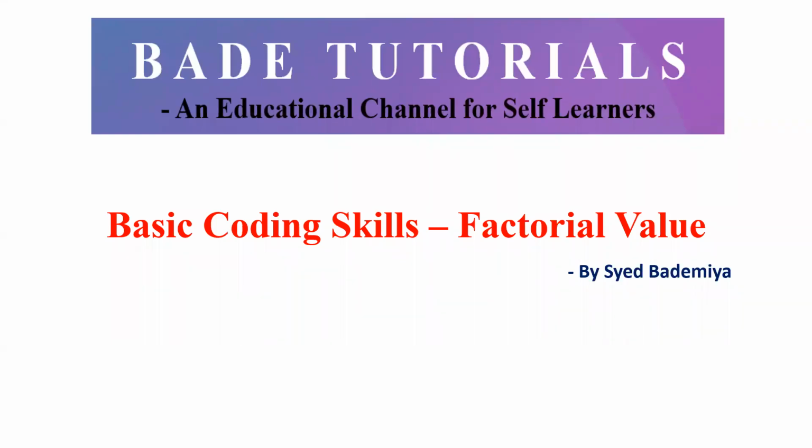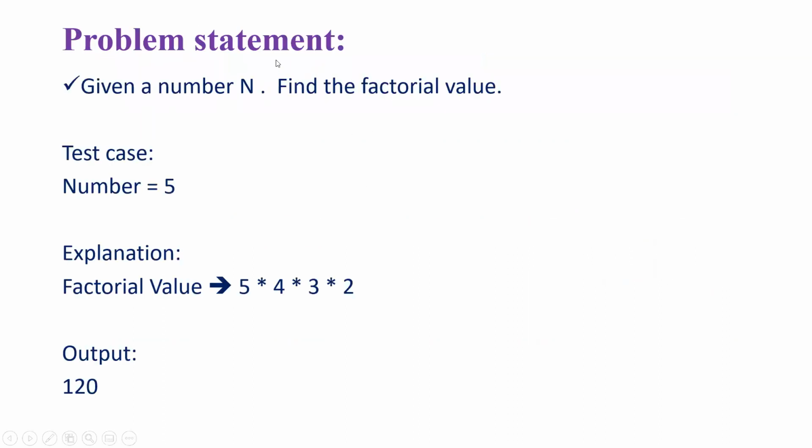Today we are going to see one of the basic coding skills problems, which is nothing but the factorial value. You will be given a number and your task is to find the factorial value of it. We know how to find the factorial value, right?